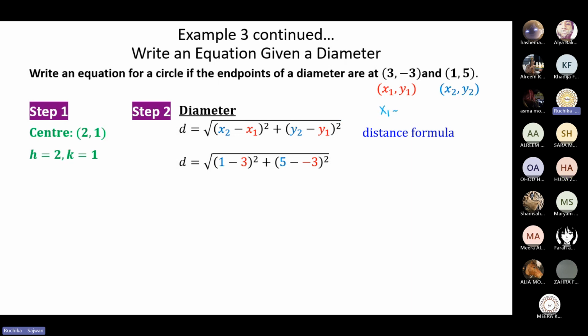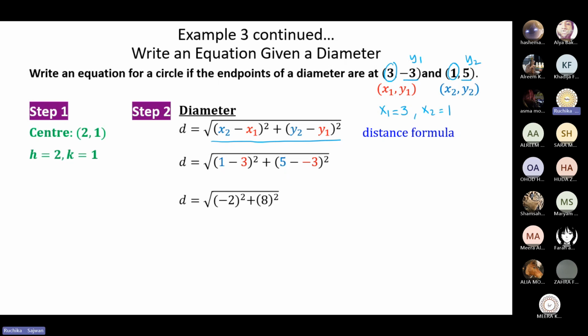How much is x1, the first point? This. How much is x2? 1. How much is y1? Minus 3. How much is y2? 5. Do you know all the numbers? Can I put them here to get the length of the diameter?